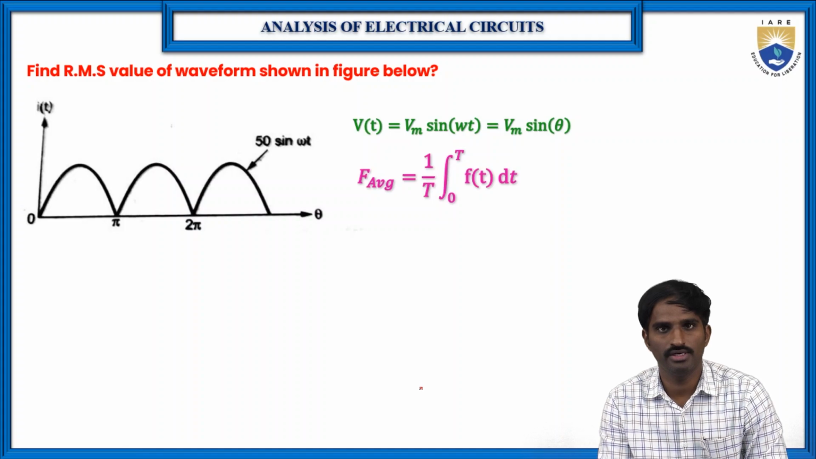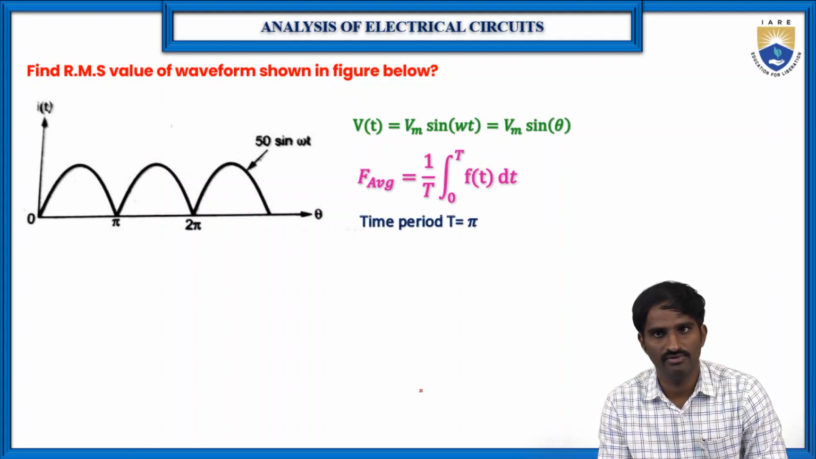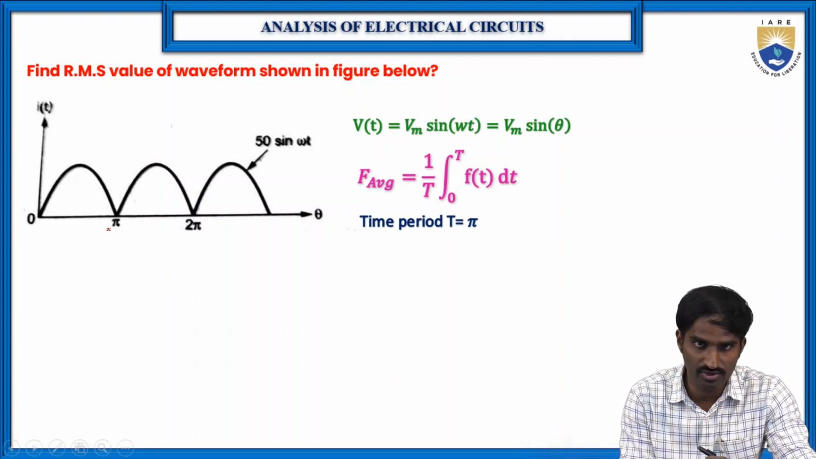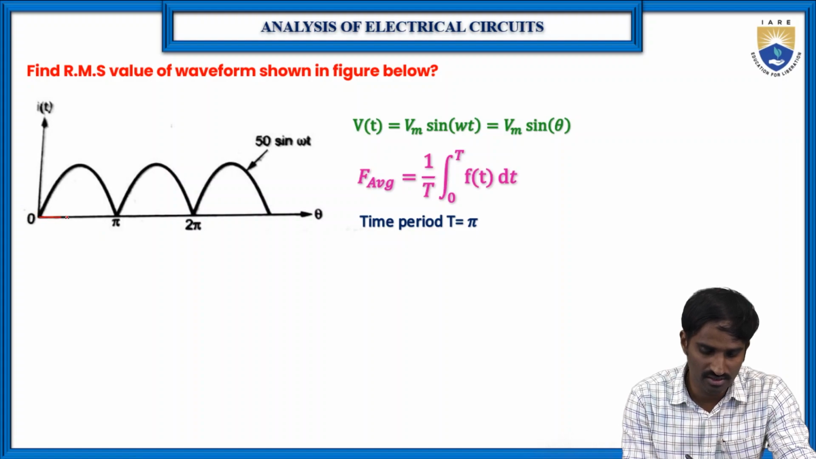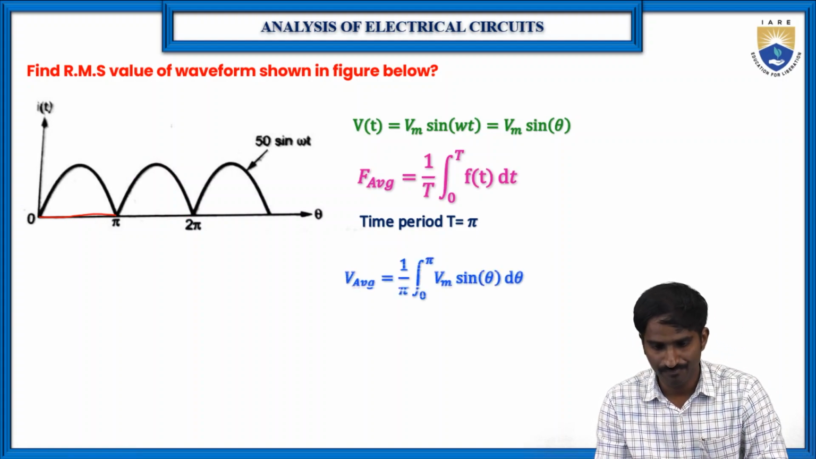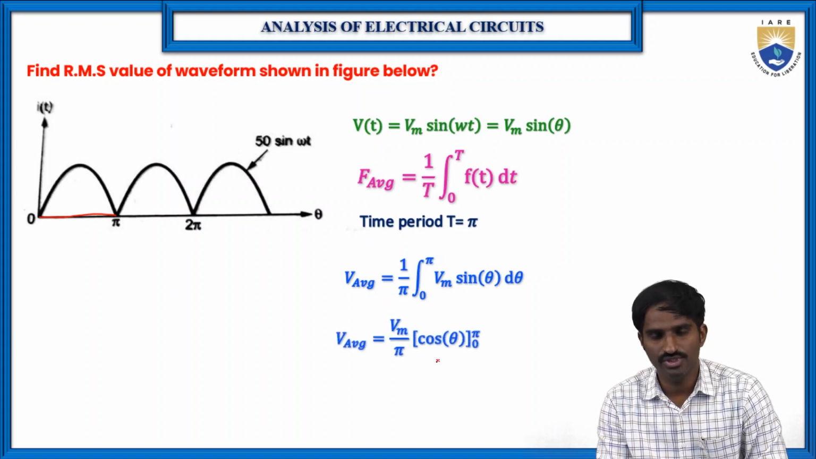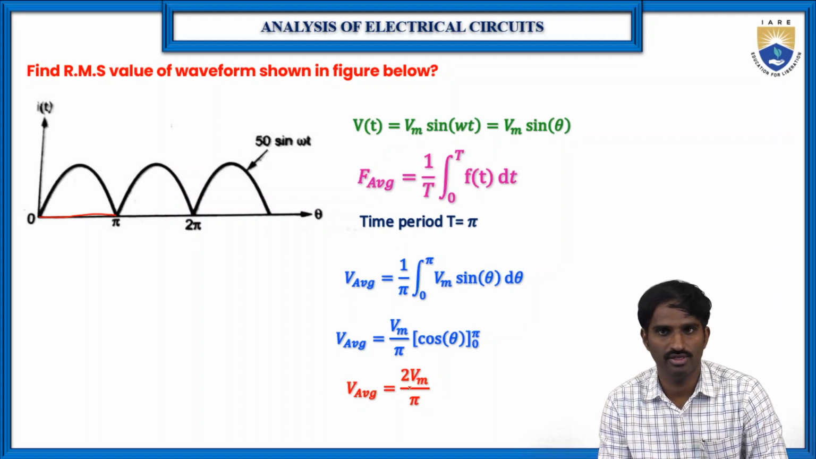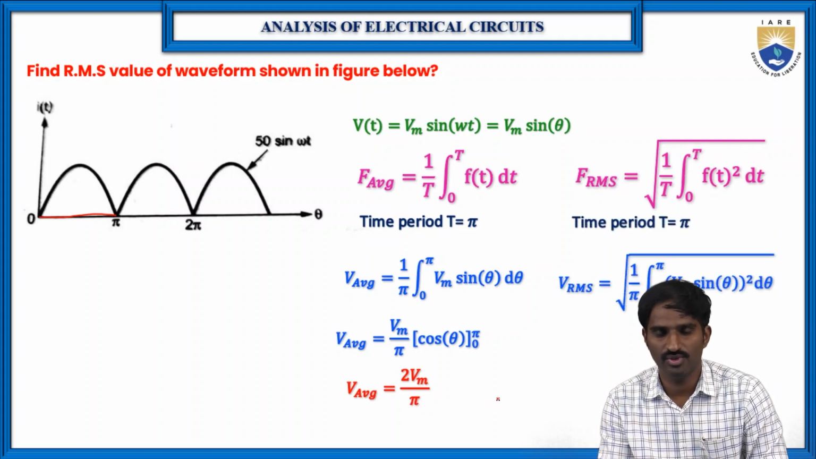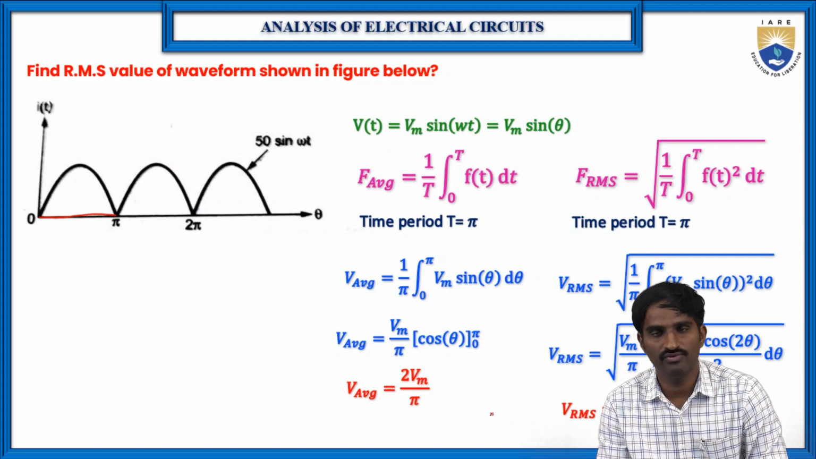As we know already how to find the average value, here the time period is pi, because in the previous case it was 2 pi. As you can see, this is the time taken to complete one full cycle, because after that the same cycle is repeating. So the time period T is equal to pi. Then substitute these values and you will get V average is equal to 2 Vm by pi. Before it was Vm by pi, now we are getting 2 Vm by pi. In the same way you can find the RMS value, with the same time period and the same limits, and you will get Vm by root 2.